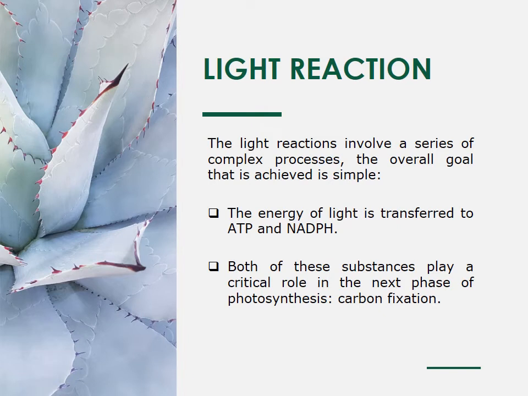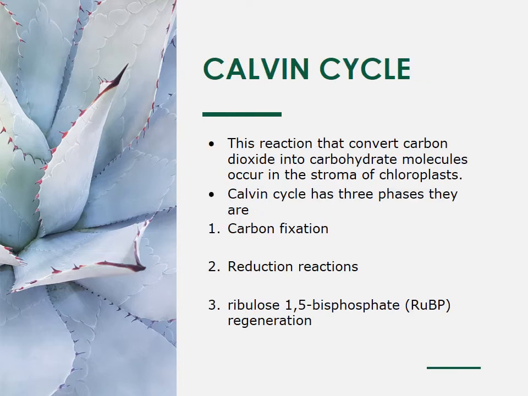So the light reaction involves a series of complex processes, and the overall goal that is achieved is simple. Light energy is transferred to ATP and NADPH, and both of these substances play a critical role in the next phase of photosynthesis, and that next phase is carbon fixation.